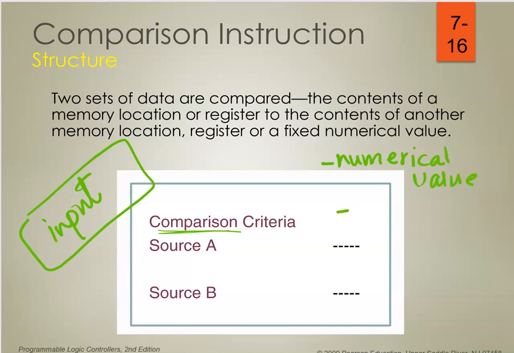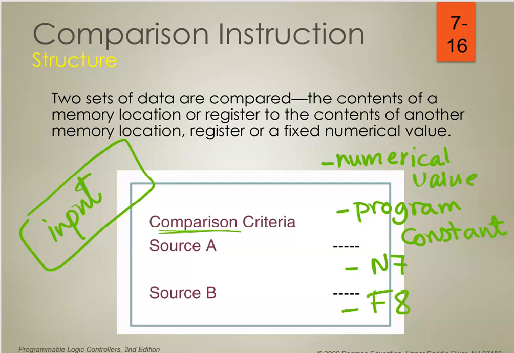Or it can be a program constant. So for example, you might use the timer preset, or you might use your counter accumulator value. So it can be a program constant. Or it can be any data from an integer file, which is the N7 file, or from floating point data, so F8. So you can provide your source A and source B in these different forms.